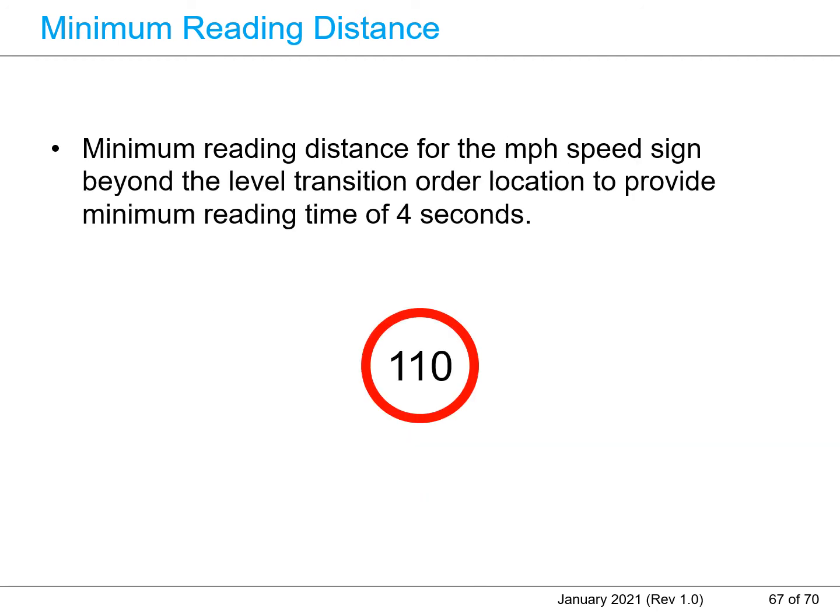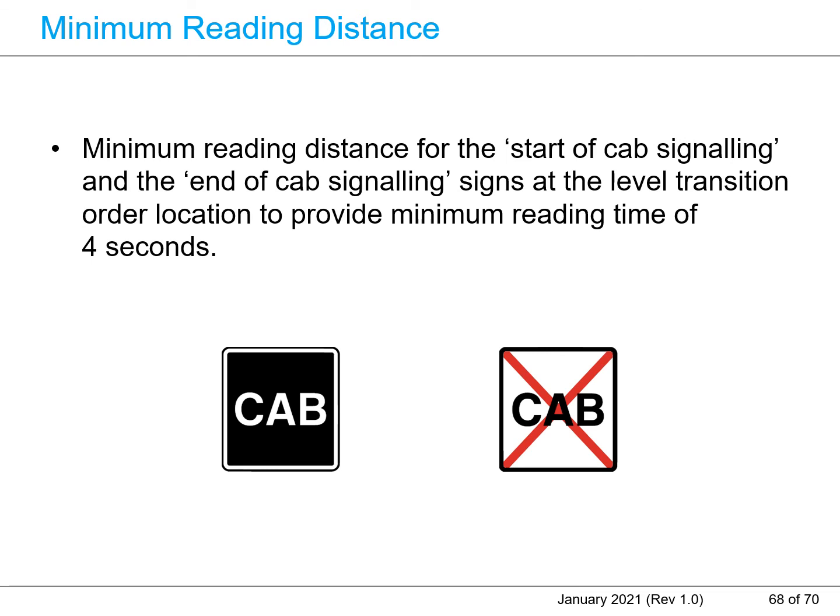The miles/hour speed sign beyond the level transition border requires minimum reading distance to provide minimum reading time of 4 seconds. The minimum reading distance of the start of cab signaling and the end of cab signaling signs at the level transition border location requires to provide minimum reading time of 4 seconds.